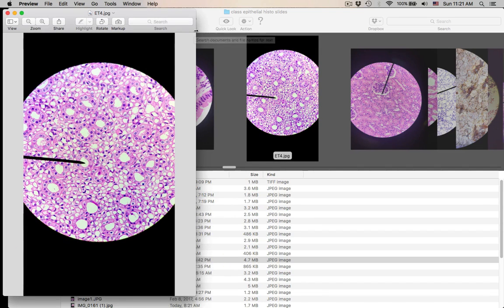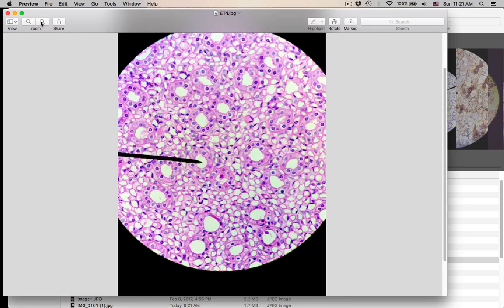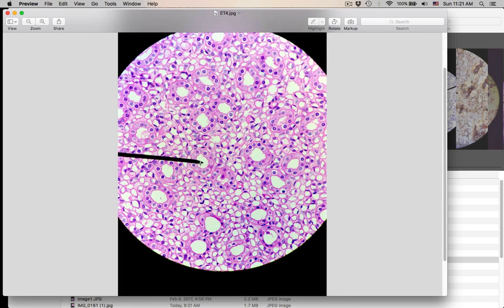Here's number 12. The pointer is in the lumen. What type of epithelial tissue is facing the lumen in this slide? That was number 12.